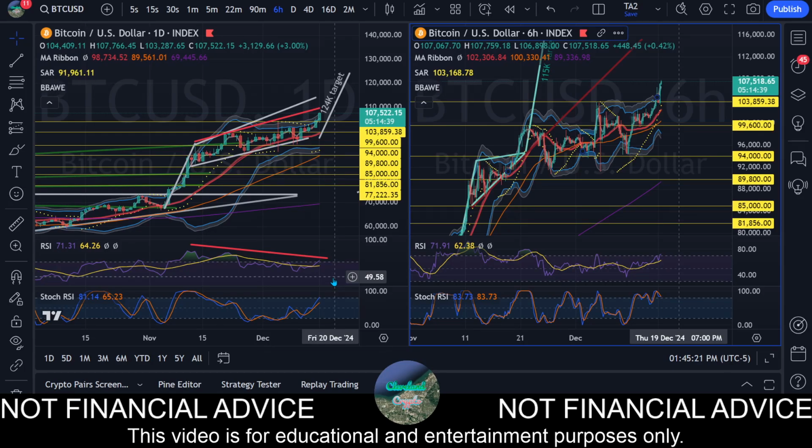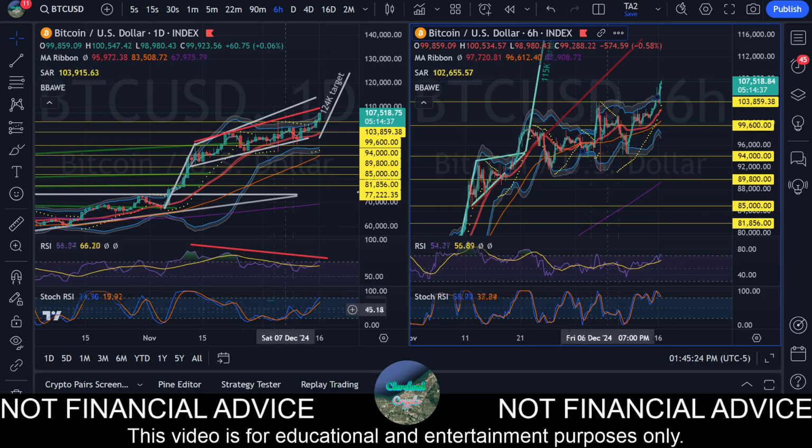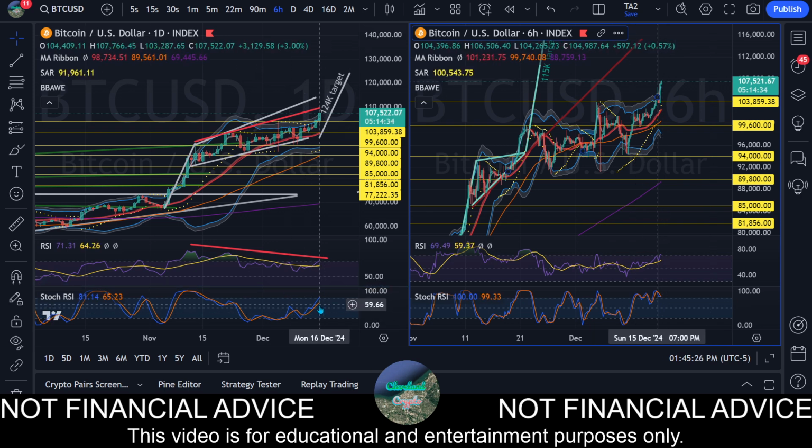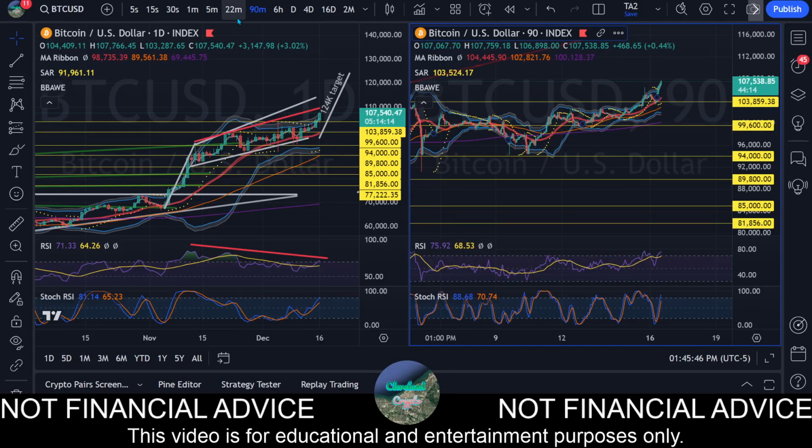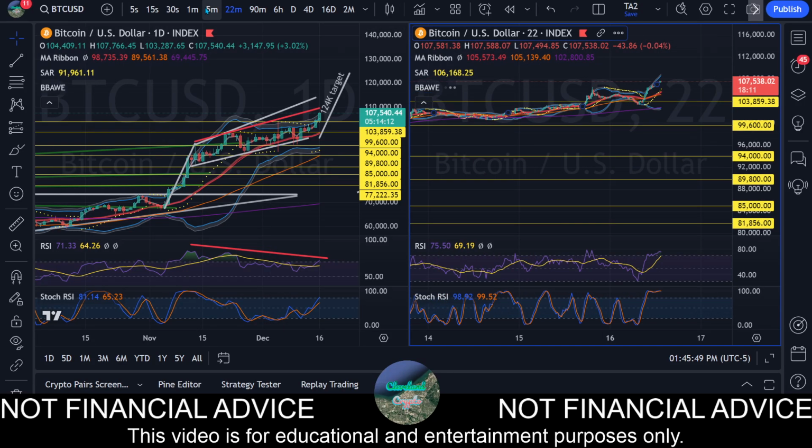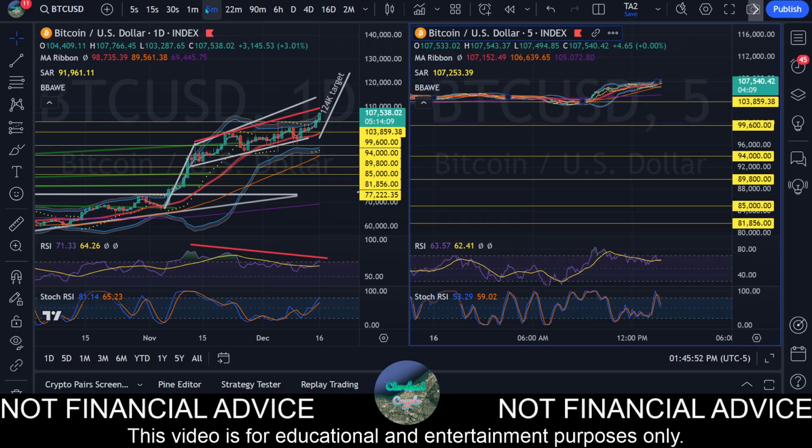All right, what else? Let's take a quick peek here at the indicators on the daily chart. Also looking fairly bullish over their signal lines, bullish momentum, not very far into overbought territory. So could get stuck up here if the 6-hour chart gets stuck up here, if the 90-minute chart gets stuck up here, if the 22-minute chart gets stuck up here. However, if you drop down to the 5, you'll see that there is some noise. There's some bearish div going on there on the 5-minute chart.